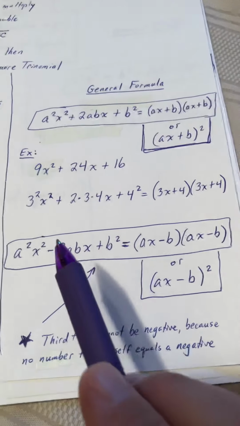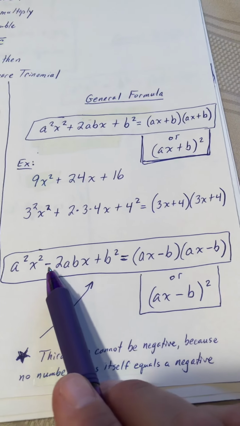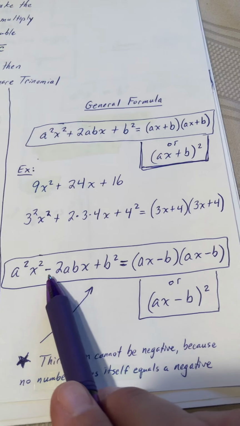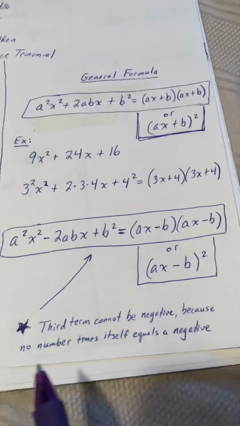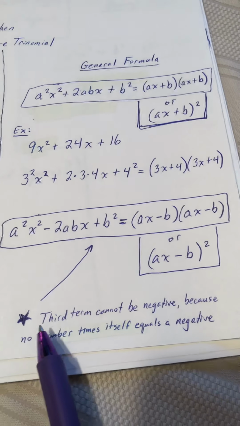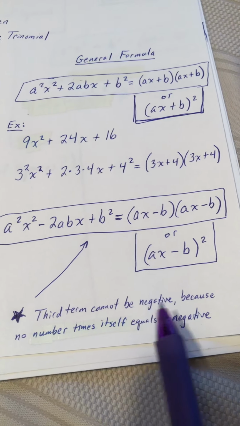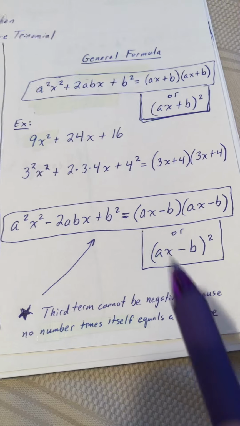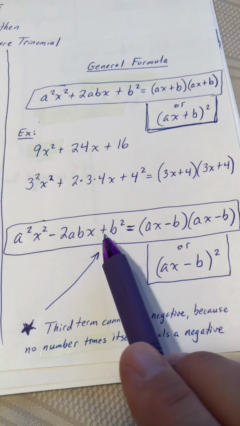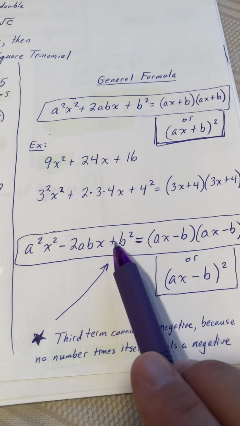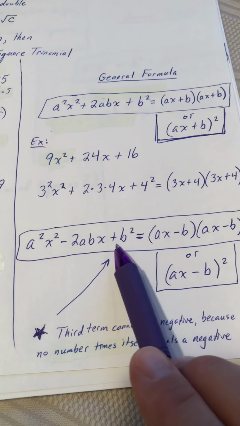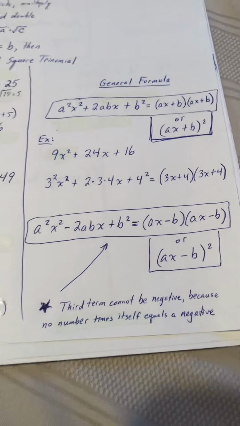Don't forget it also works if the middle term is a minus sign. If the middle term is a minus sign, then you have minus, minus, and a minus here. Check out this little note. The third term cannot be negative because no number times itself equals a negative. You'll never see this as a negative with perfect square trinomials. It can be negative in other trinomials, but not in perfect square trinomials.